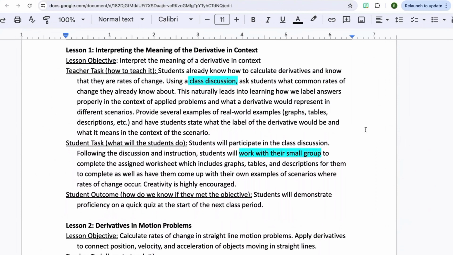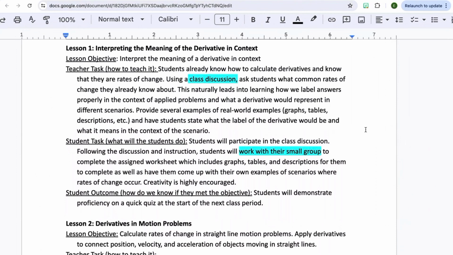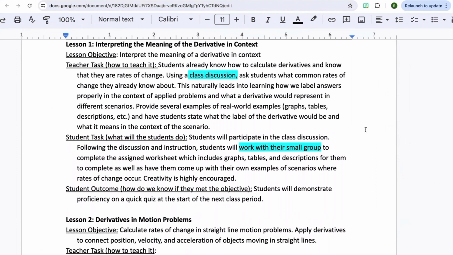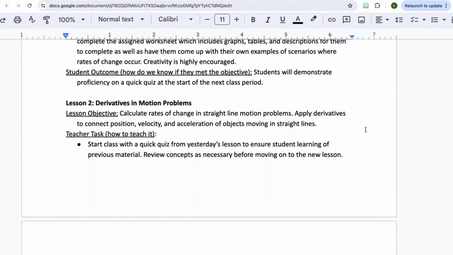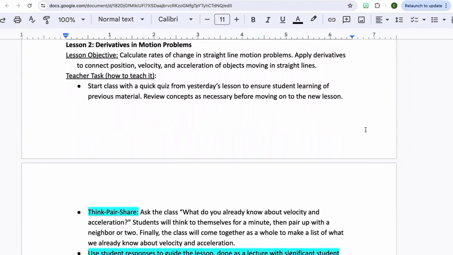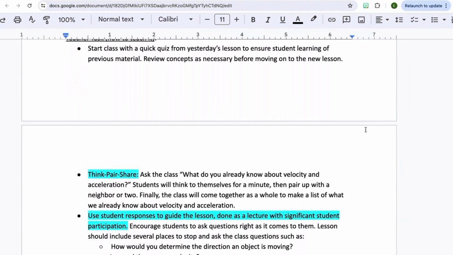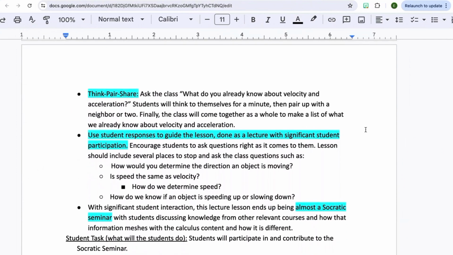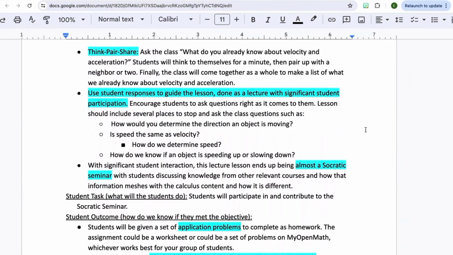So first unit, you can see, starts out with class discussion, and we have some group work where they're completing an assignment, so I know that they've understood what we talked about in our discussion. Lesson number 2 with derivatives and motion problems, I use think, pair, share, because students often already know something about motion, acceleration, velocity, all of those types of things. So I do this think, pair, share, and always using the student responses to guide that lesson.